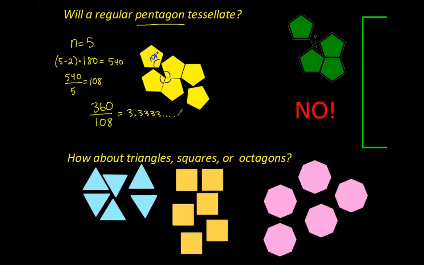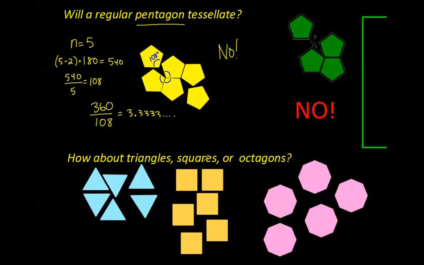3.3333, and it keeps going. That's not dividing evenly. Therefore, checking this mathematically, I see that the regular pentagon does not tessellate. No. We can also see it by playing with them. But how often do you actually have a bunch of pentagons laying around that you can play with?